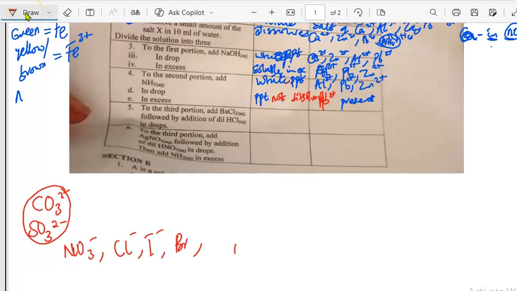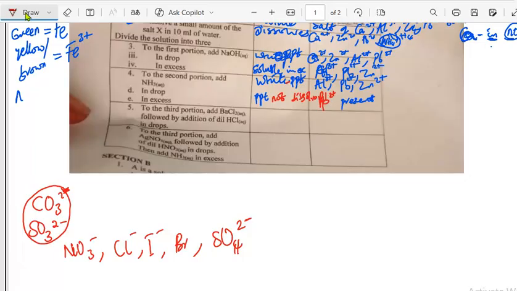Okay, so we move over to test for anions. Now go to your manual, find out the anions you should know about. These are the anions I have here on my screen. If that is what you have, fine.